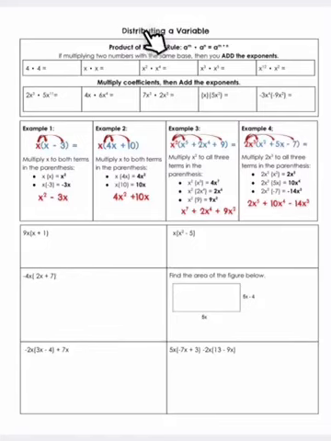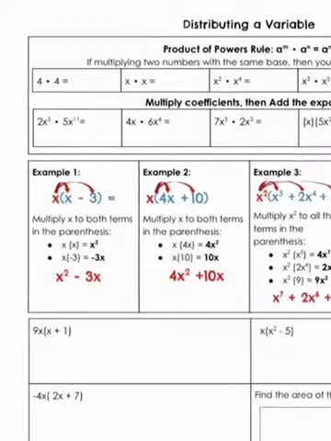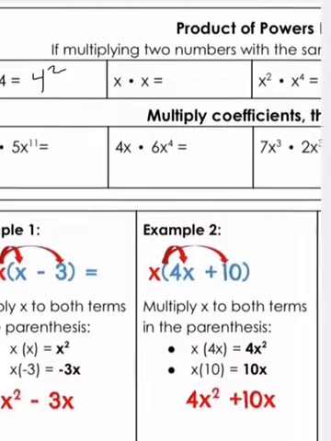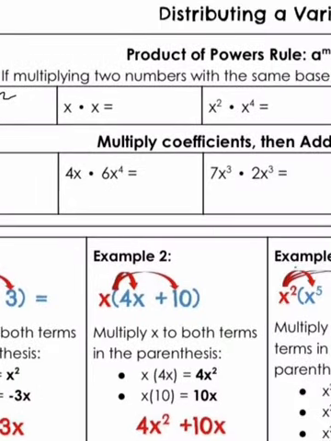Okay, today we're going to be talking about distributing a variable, and we're going to look at the product of powers rule, which is when you multiply numbers with the same base, all you're going to do is add the exponents together. So if we had 4 times 4, we could write that as 4 squared. And if we have x times x, which is one of the most important things that you guys need to remember, it can be written as x squared.